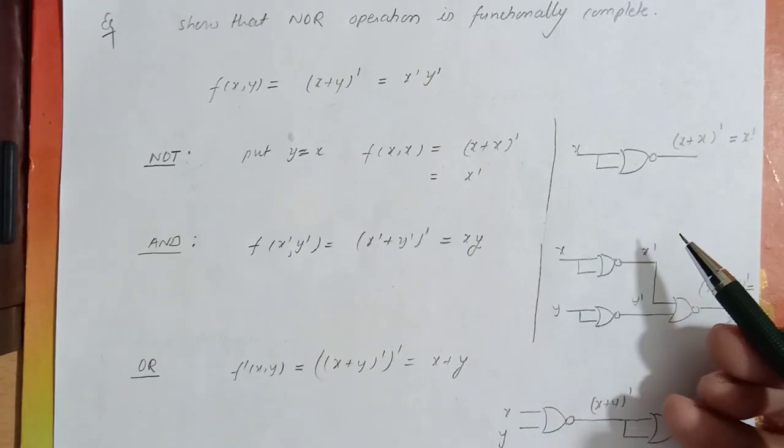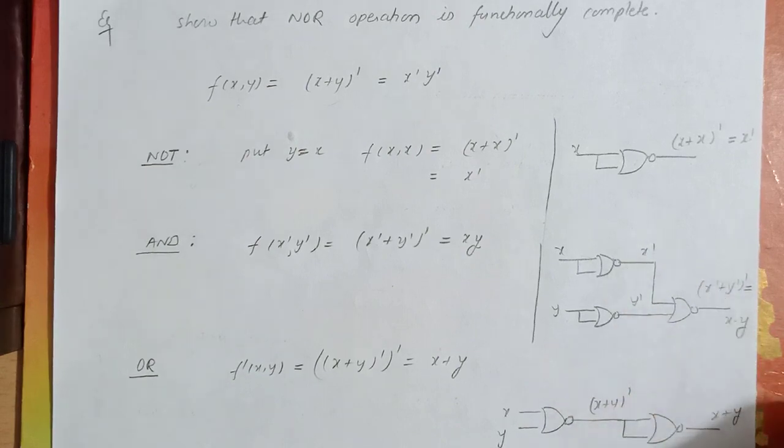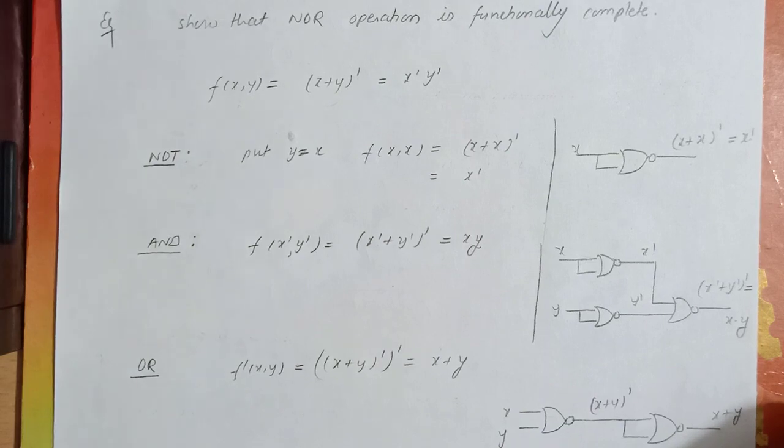Okay, so basically, if we want to prove any operation or set of operations to be functionally complete, what we have to do is try to generate a set of operations which is already known to be functionally complete, and then derive the operations in the functionally complete set using the given operation.